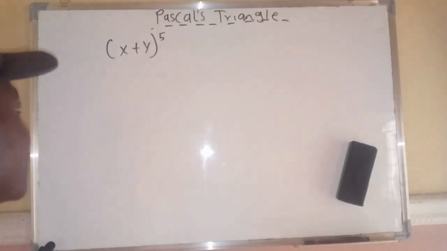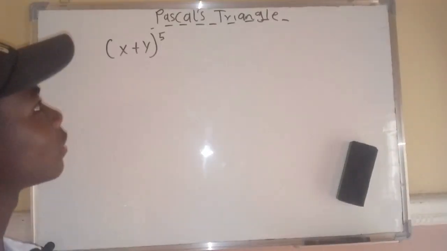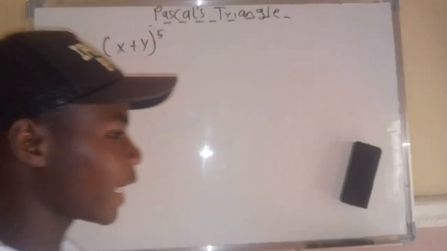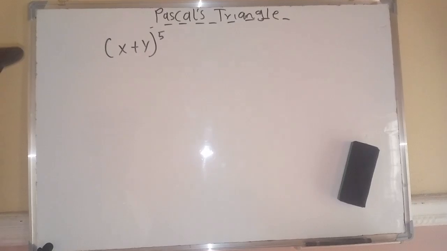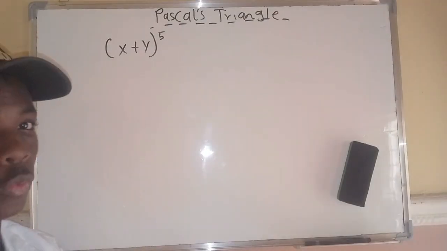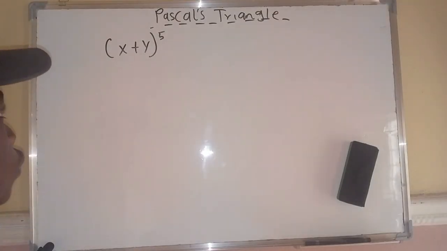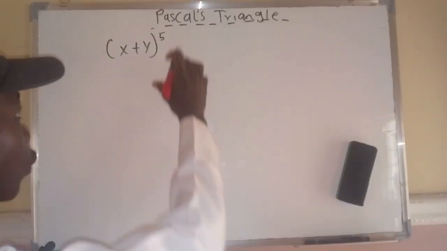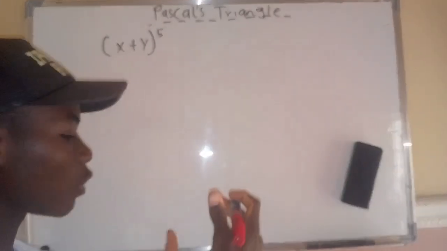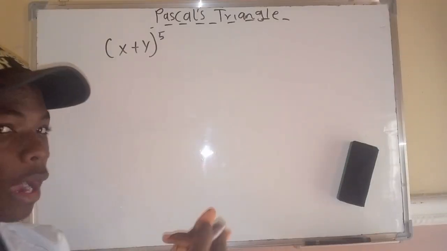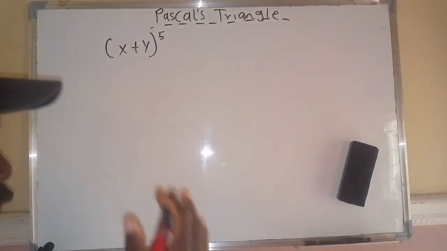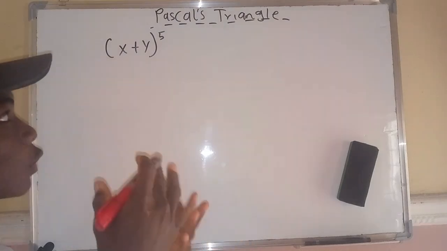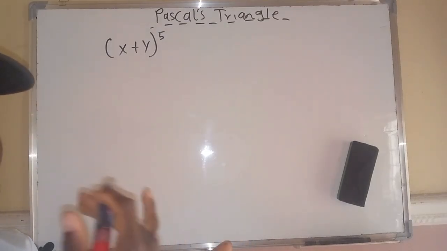So how can I solve this kind of binomial question using Pascal's triangle? You can't solve this question, x plus y raised to the power of 5, using Pascal's triangle without knowing the numbers contained in the powers 1, 2, and so on: 5, 4, 3, and 2.